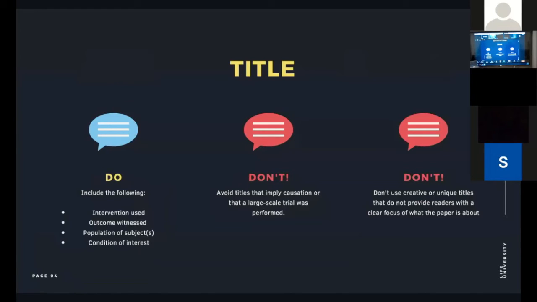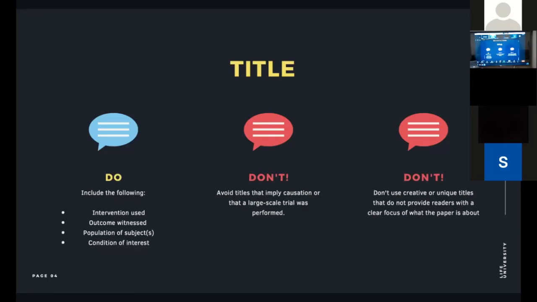So number one, you always want to talk about the intervention that you used, whether it's spinal manipulative therapy, massage, dry needling, anything that you're using. You want that to be clear in the title. And next, you want to really outline the outcome that you witnessed. What was improved? What was the side effect? What was the eventual thing that came about with the study?